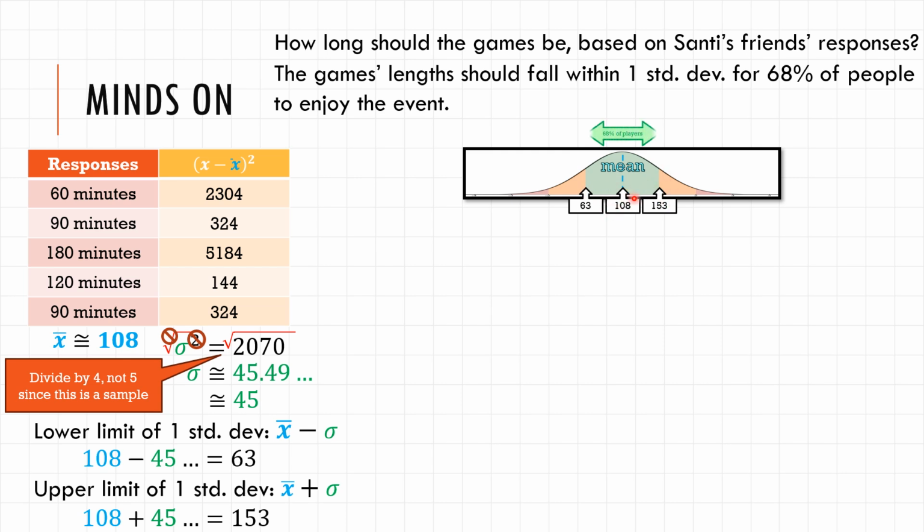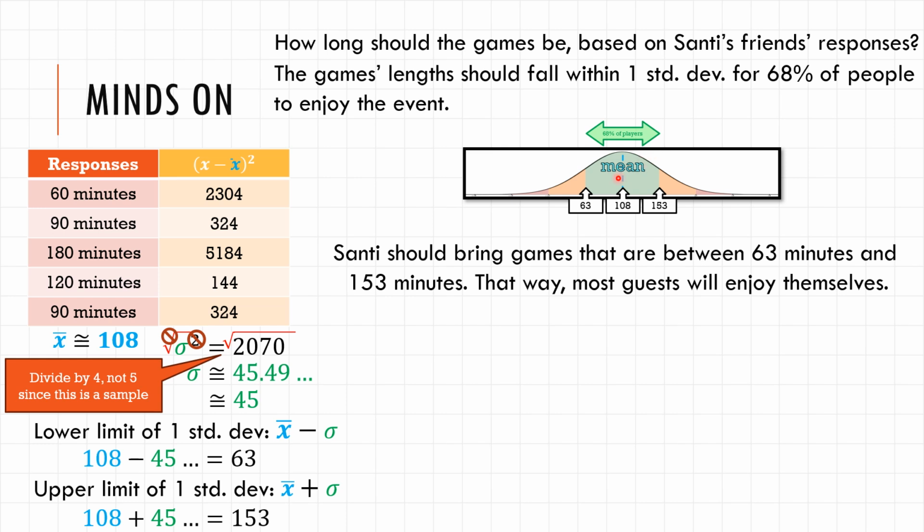So what this means is this would represent 68% of players, of how long they would like to spend on a game. So Santi should bring games that are between 63 minutes and 153 minutes. He shouldn't bring anything that's less than an hour, and he shouldn't bring anything that is more than about 2.5 hours. Because most of the people, 68% of the people, like games that are between these two limits. And that way most of the guests will enjoy themselves.